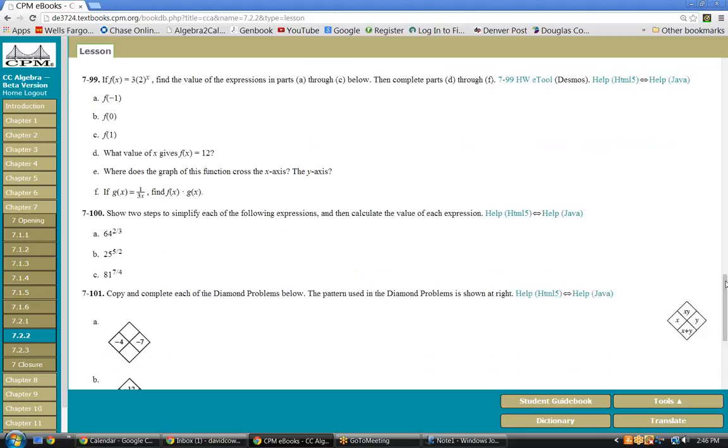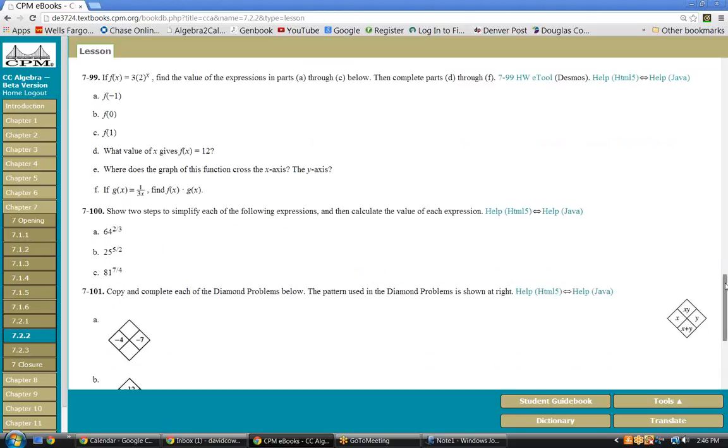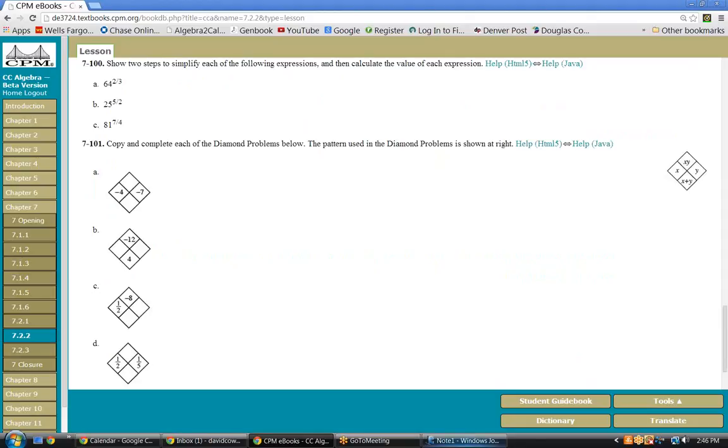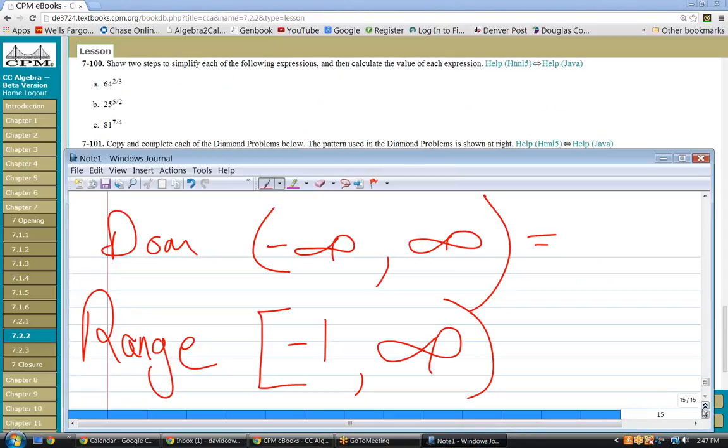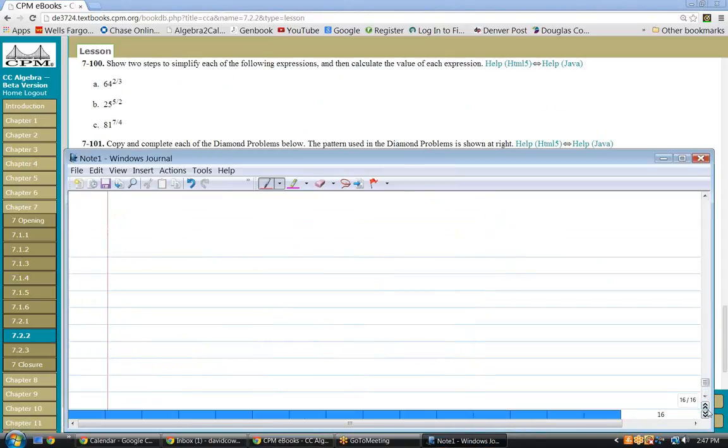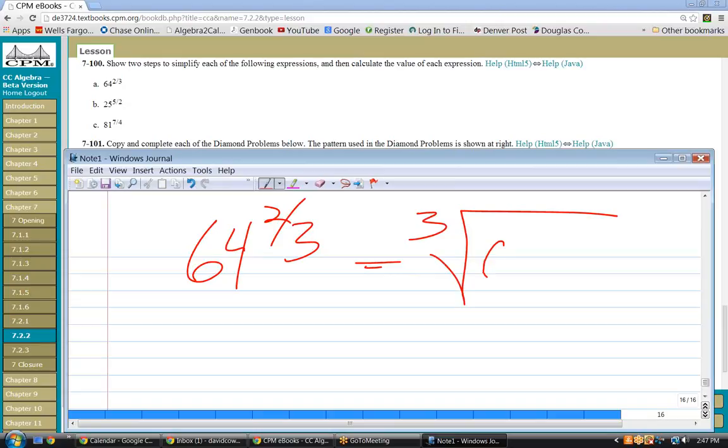Can we do 7/100? Sure. When you have these fractional exponents, do the denominator first. In other words, this means I'm going to take the cube root of 64 and I'm going to square the answer. That's what it means. In other words, it really means the same as this. Cube root of 64 squared.